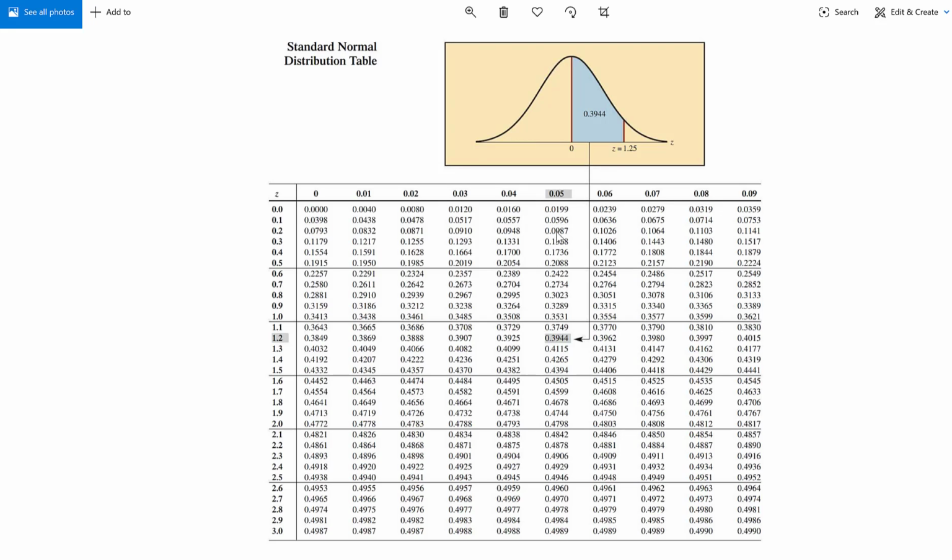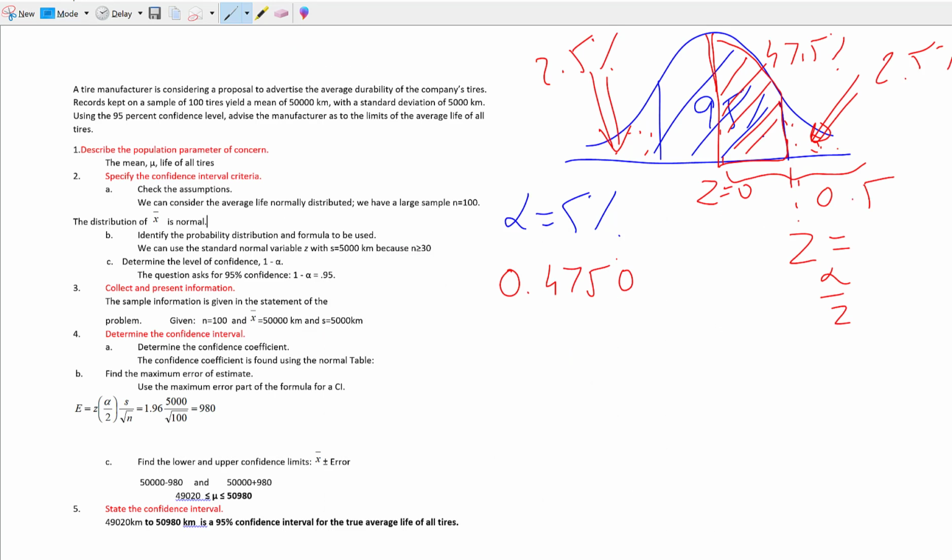Let's check the normal table. We are looking inside of the table and we try to identify an area of 0.4750. So we can see this area here. Z corresponding to this area is 1.9, second decimal is 6. So if we return to our previous slide, we have z equal to 1.96. And now we can calculate the error.